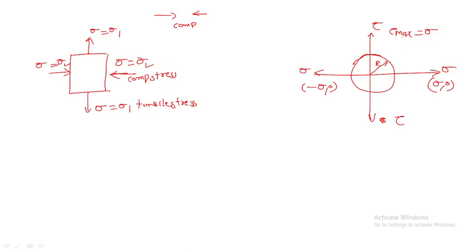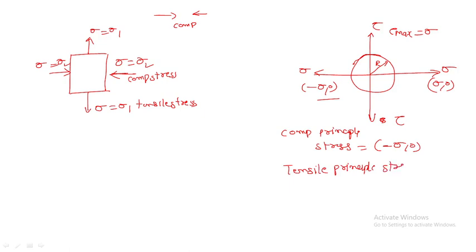So the compressive principal stress is equal to what? That is this value. Then the tensile principal stress is what? That we call sigma comma 0. Now what we have to calculate? That is the radius of the Mohr circle.